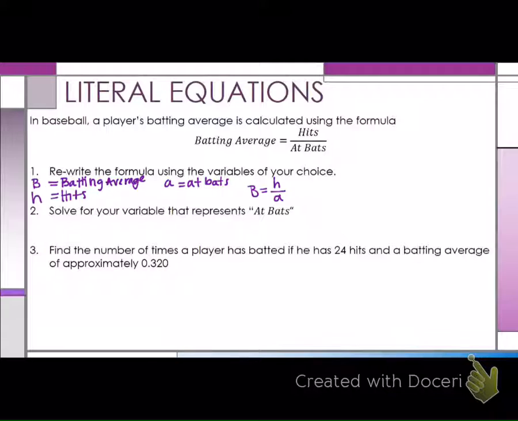What does at-bats mean? You're about to hit. You're in the batter's box and swinging your bat.